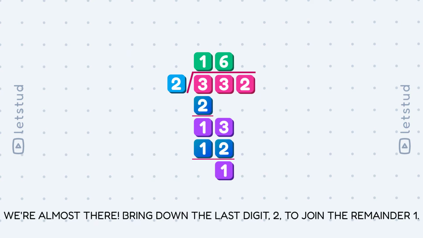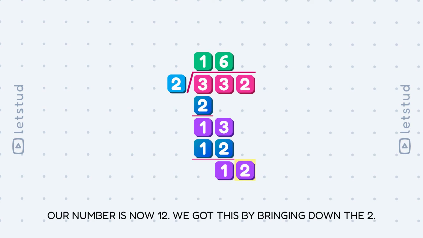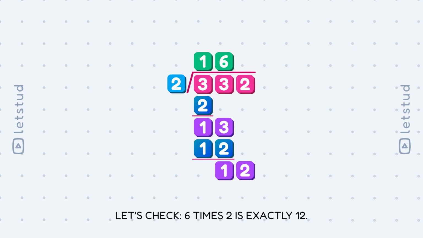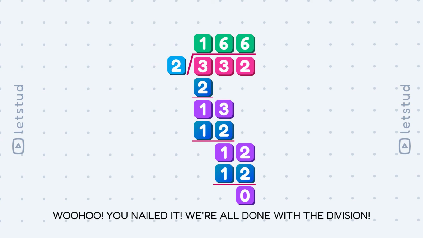We're almost there. Bring down the last digit 2 to join the remainder 1. Last step, let's finish strong. Our number is now 12. We got this by bringing down the 2. How many times does 2 fit into 12? You got it, it's 6. Let's check. 6 times 2 is exactly 12. Subtract again. 12 minus 12 equals 0. No remainder this time. Woohoo, you nailed it.